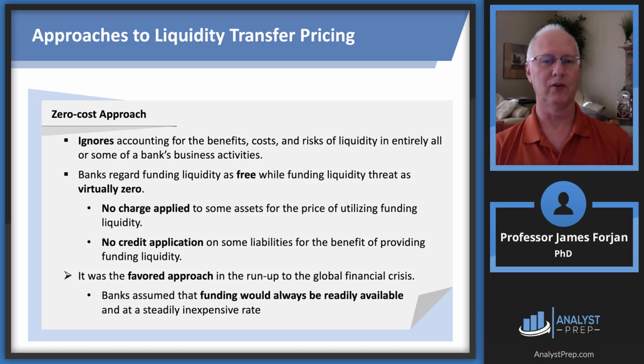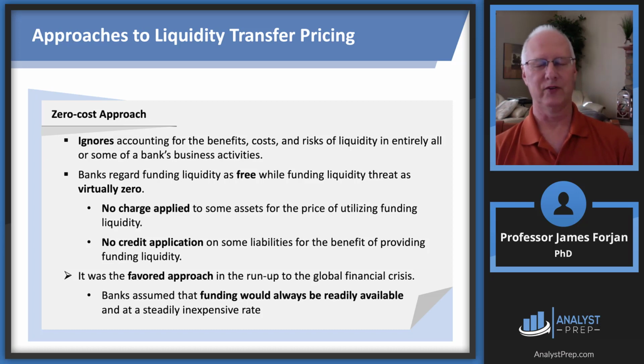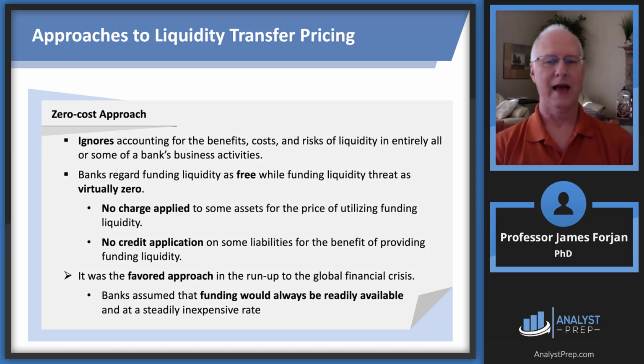So this zero cost approach is an approach that was used way, way back in the old days, when liquidity was widely available and it was cheap. So look, no charge was applied to assets for the price of utilizing funding liquidity, and there was no credit applied for liabilities for the benefit of providing it. And so look at this arrow point. It was the favored approach in the run-up to the global financial crisis. Funding would always be readily available at a steadily inexpensive rate.